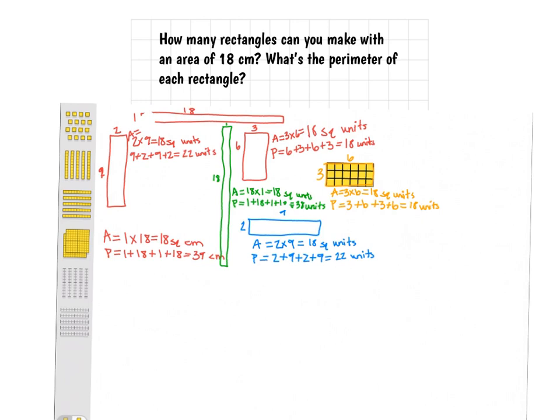Okay, alright boys and girls, so now you can see when I zoom out on my iPad, that we have 1, 2, 3, 4, 5, 6 different rectangles that all have the area of 18 square units. And all of these rectangles have the same area, but the perimeter is different on each rectangle.